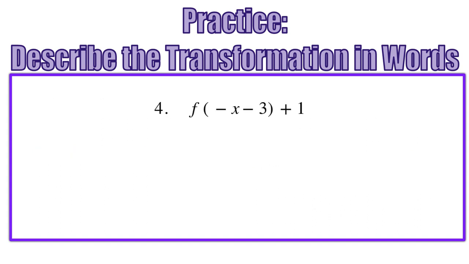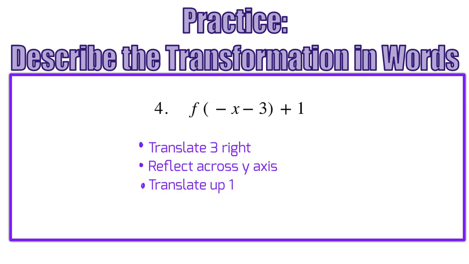All right, here's our last problem where we're going to be describing the transformation in words. Order matters. Pause the video and then unpause the video when you're done. And there we have it. Translate 3 to the right. Then after you list that horizontal translation, reflect across the y-axis because that negative sign is inside the function, followed by a translation 1 up.